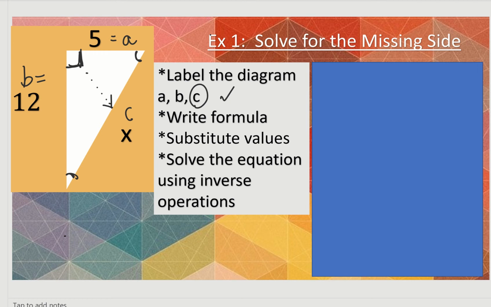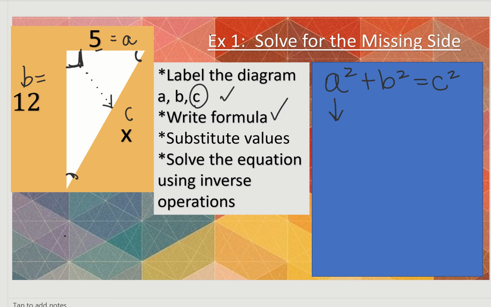The next thing we need to do is start out with our formula, a squared plus b squared equals c squared. And you need to write this every time. I'll repeat that. You need to write the formula every time and show all your work. So write the formula, substitute your values.